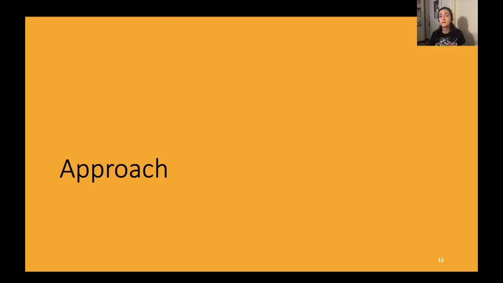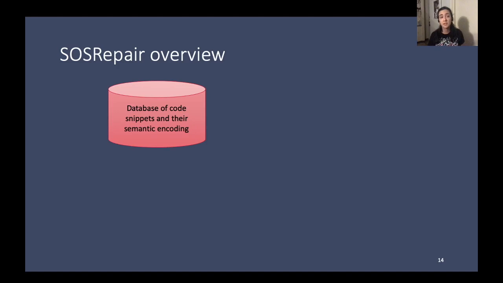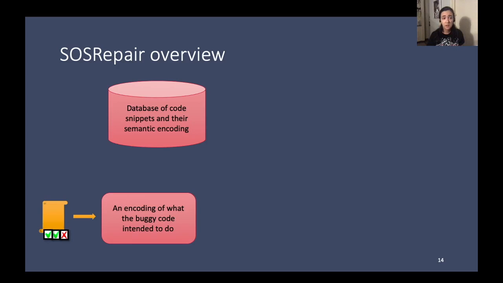So now let me give you an overview of our approach. Here I'm going to give you a high-level description of how SOSRepair works. First of all, we need to create a database of code snippets and their semantic encoding. This is a price that we have to pay only once for many of the repairs we are trying to generate. Next, for a given program and a set of test cases, we have to create an encoding that describes what the buggy code intended to do.